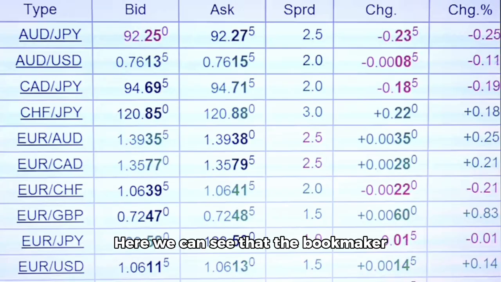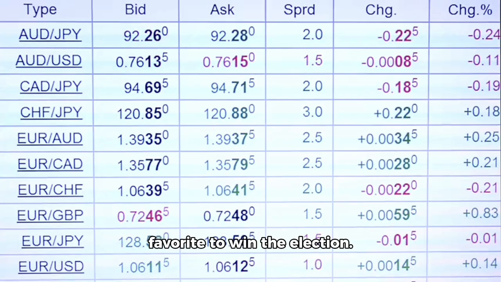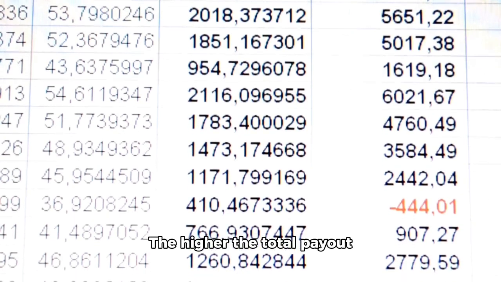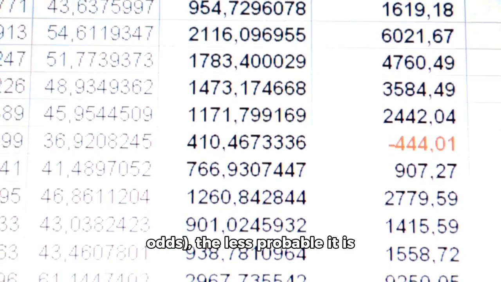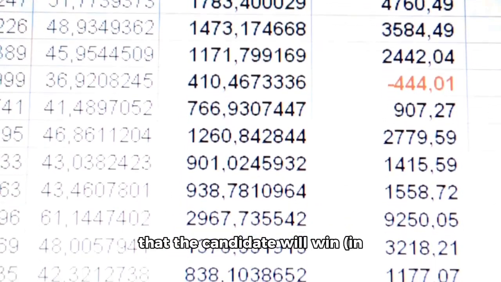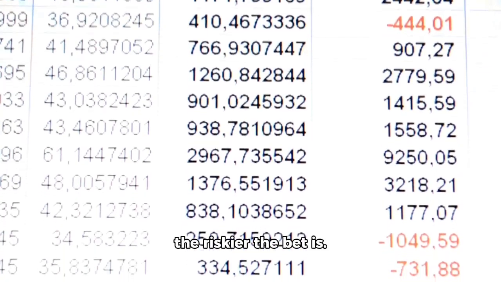Here we can see that the bookmaker correctly priced Biden as the favorite to win the election. The higher the total payout, the higher the decimal odds, the less probable it is that the candidate will win in the bookmaker's opinion, and the riskier the bet is.